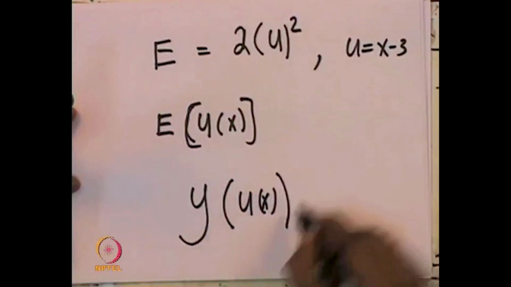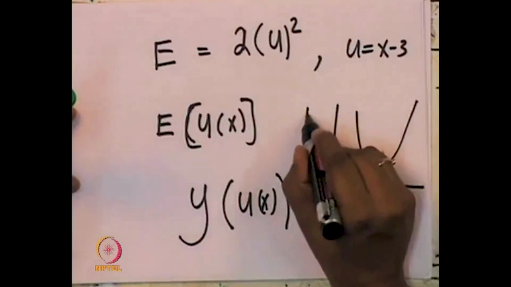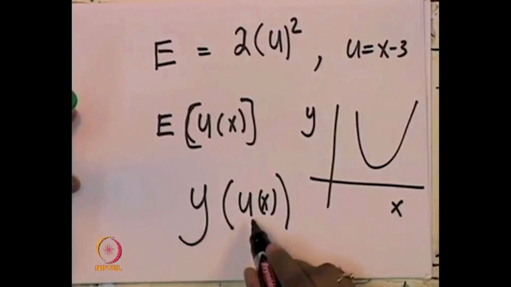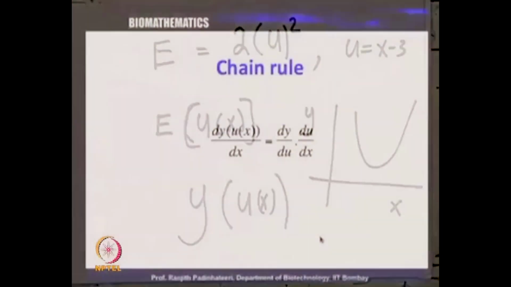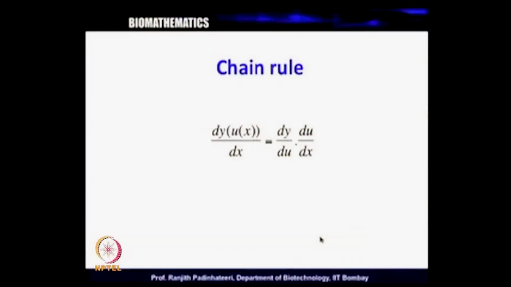Y is whatever we plot on the y axis. Here we plot energy on the y axis, so this is y and this is x. Y itself is a function of u and u is a function of x. If we have such a case, the rule to use is this. We will learn a new rule of differentiation. It's called the chain rule. The rule is that d by dx of y, which is a function of u and eventually a function of x, is dy by du into du by dx. That is, first you find the derivative with respect to u and then multiply with the derivative of u with respect to x. Very simple rule.